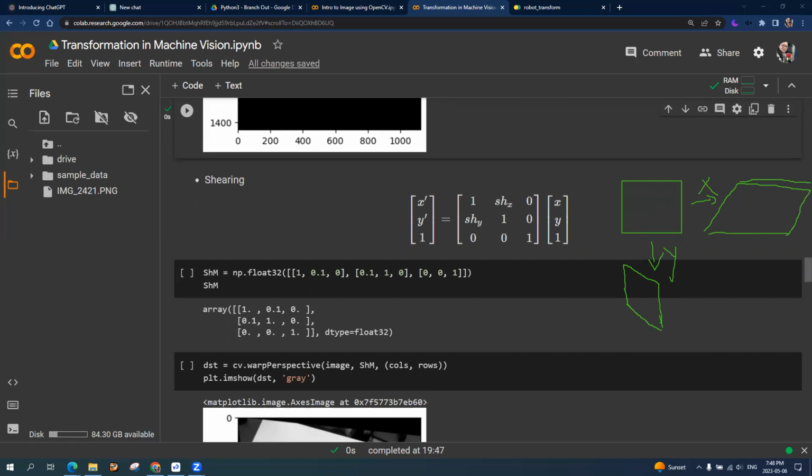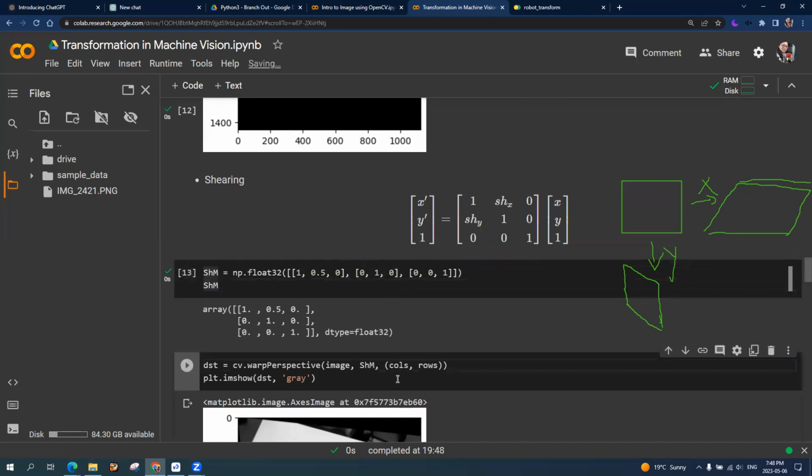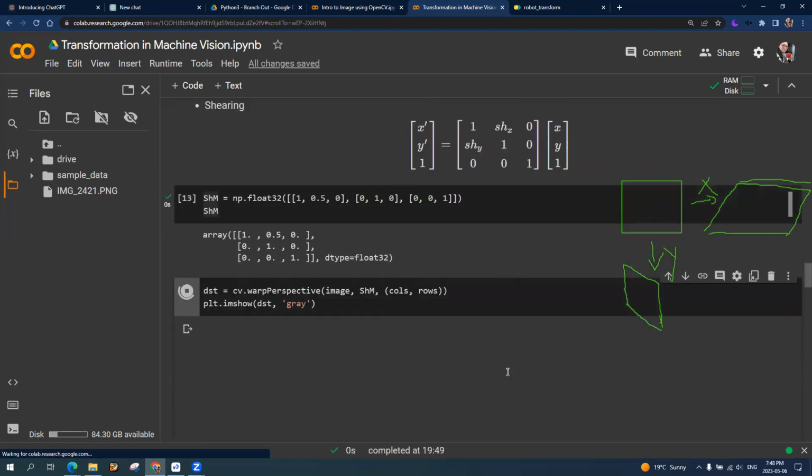It looks like this, and we can check it by just playing with our matrix. So let's define on the x-axis, I want to shear by 0.5, and on the y-axis, I don't want to shear, so I give it a 0. Okay, so that's my transformation matrix, and let's apply the change.